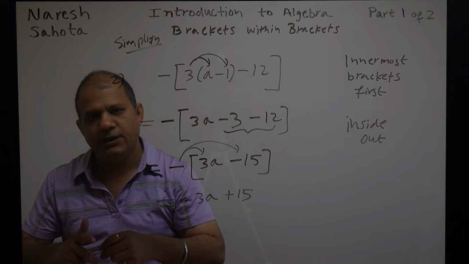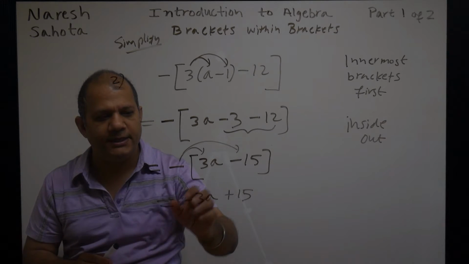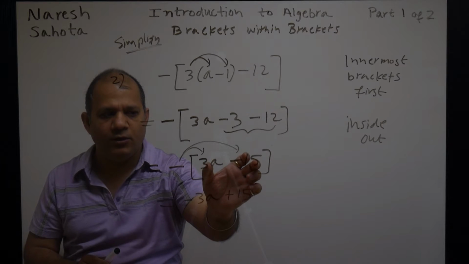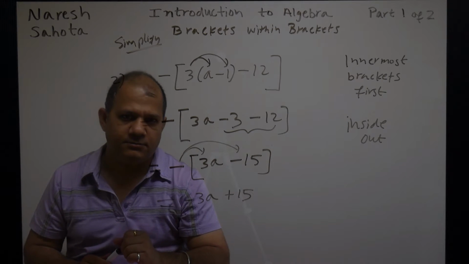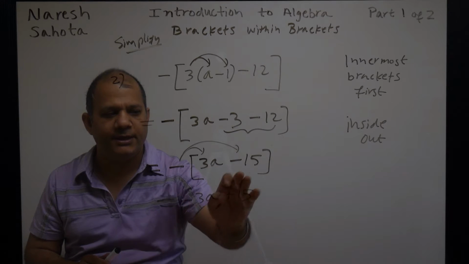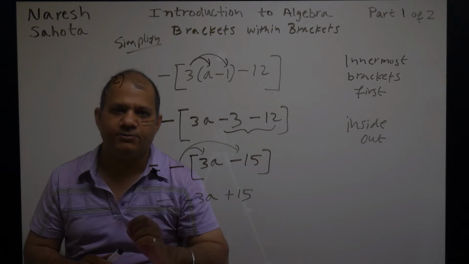So that's the answer. Or simply, we learned previously, when we have a factor of negative 1, when we remove brackets, whatever comes out, the sign will become the opposite. So positive 3a becomes negative 3a, negative 15 becomes positive 15.